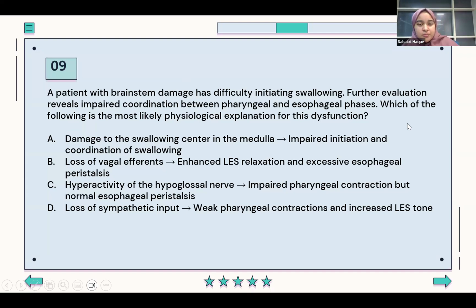I'm sorry if these questions are a bit difficult, but I think it's better to practice difficult questions so that you can answer easier ones in the exam, hopefully.